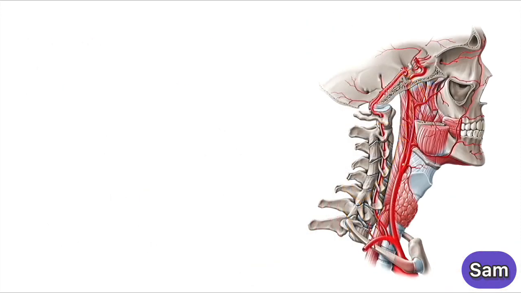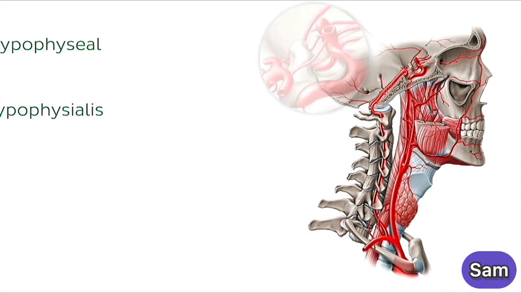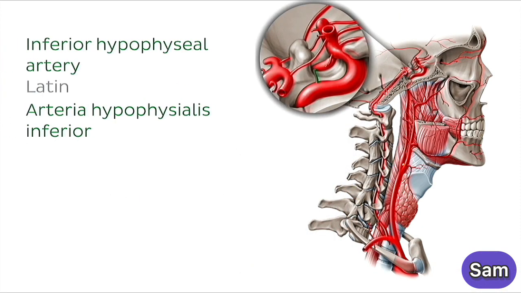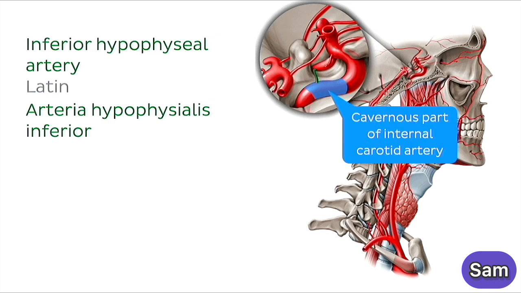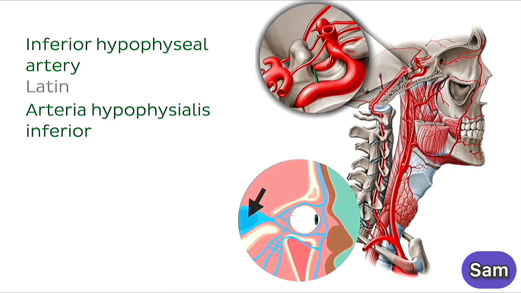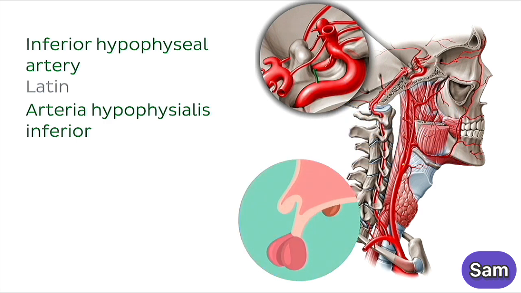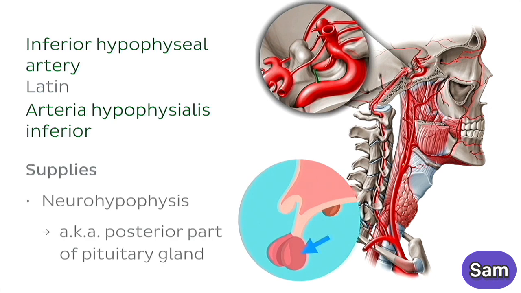The first branch of the internal carotid artery is the inferior hypophyseal artery. The inferior hypophyseal artery arises from the cavernous part of the internal carotid artery and passes medially across the cavernous sinus towards the pituitary gland. It supplies the neurohypophysis, or posterior part of the pituitary gland.